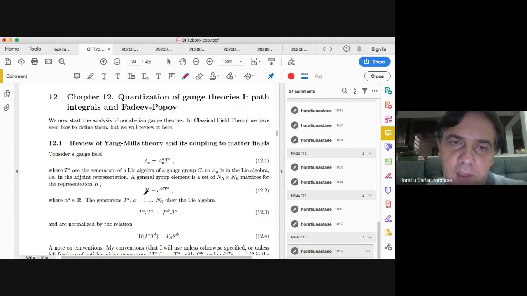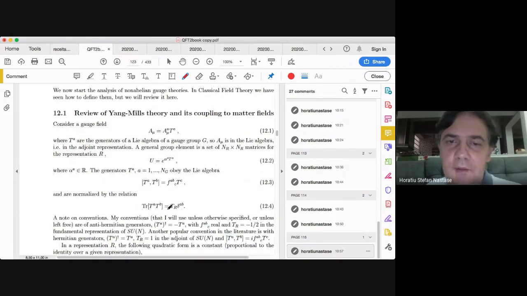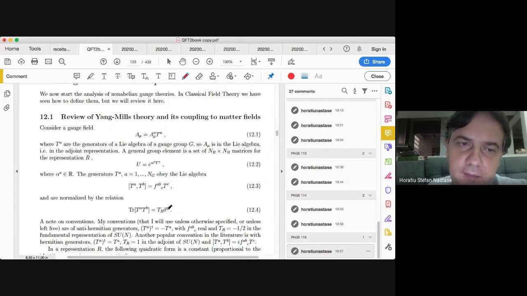A general group element for the group would be the exponent of the generator T_A times some parameters alpha^A. Note that I use here the anti-Hermitian generator convention. That means T_A dagger is minus T_A. That means that also the Lie algebra is T_A commuted with T_B is f_ABC T_C without an i.